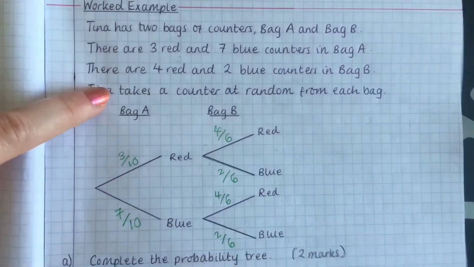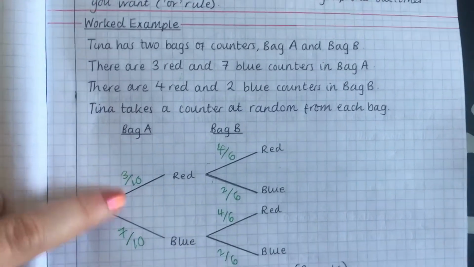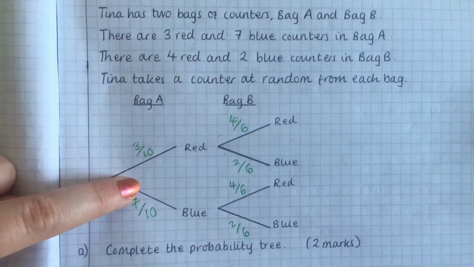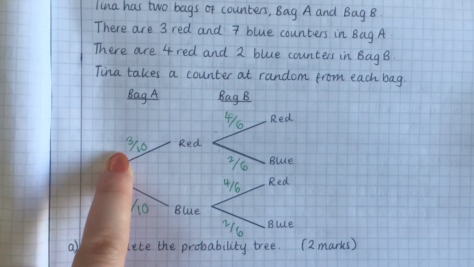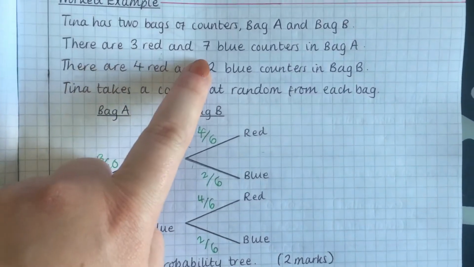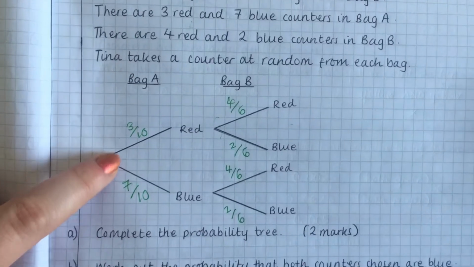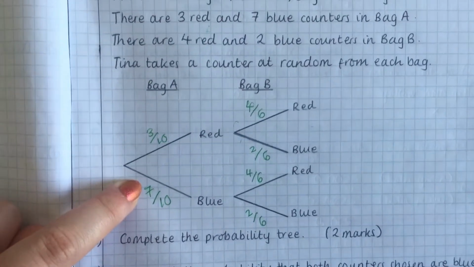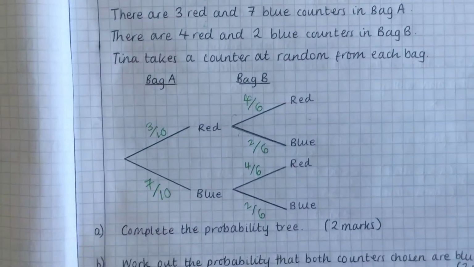So as we can see with bag A, these 2 branches are in relation to bag A and they add up to 1 because each pair adds up to 1. Now, the probability of getting red in bag A is 3 out of 10. We know that it's 3 because it says in the question 3, and we get 10 by adding up 3 and 7. So that's our total for bag A. And blue would be 7 out of 10. When you add these together, you get 10 out of 10, which is the same as 1 whole.